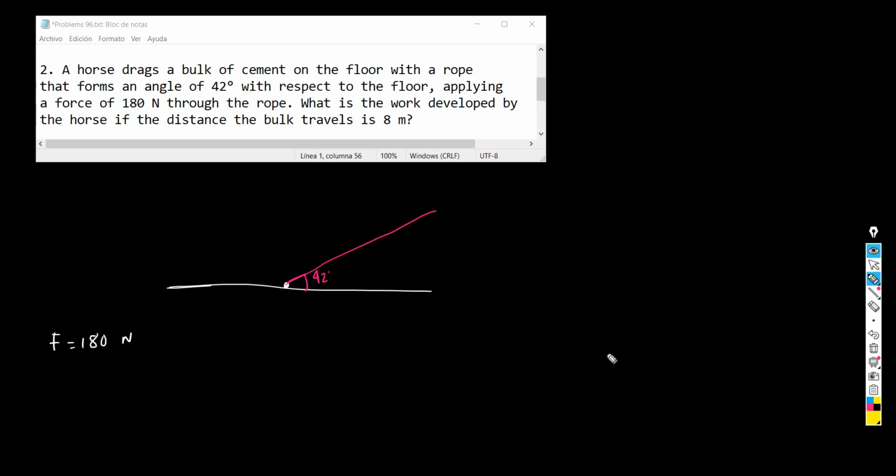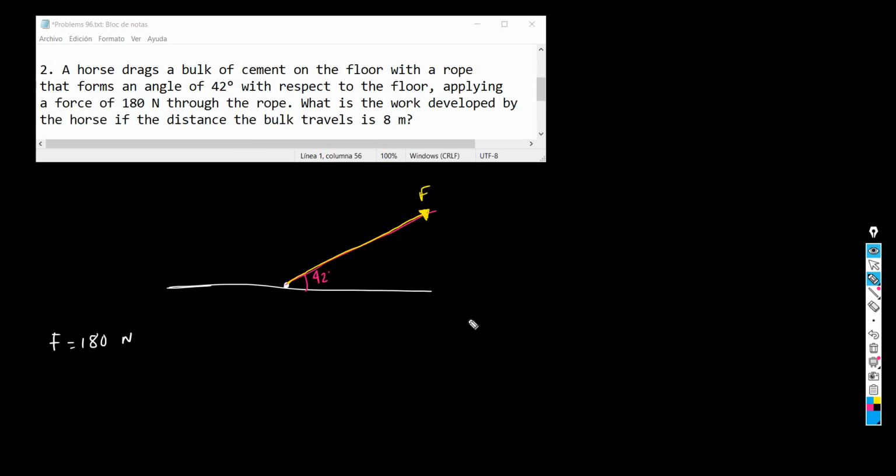So basically, guys, it's pretty easy to understand that the force is being applied along the direction of the rope. The force is being applied in this direction, right? Because the force is being transmitted by the rope. So the force that is being applied on this particle follows this direction. Okay, perfect. Now, what is the question? The question is, what is the work developed by the horse if the distance the bulk travels is 8 meters?